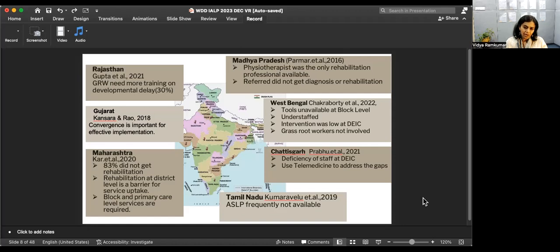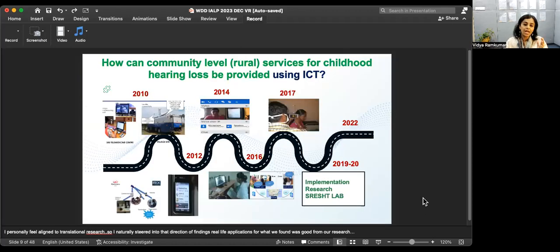So with this background information of how India looks like, what is the structure of India, what has already been put in place towards early identification and rehabilitation, and what are some of the problems, I want to take you now to what is our piece and what have we tried to do in the last 13, 14 years as a private organization.